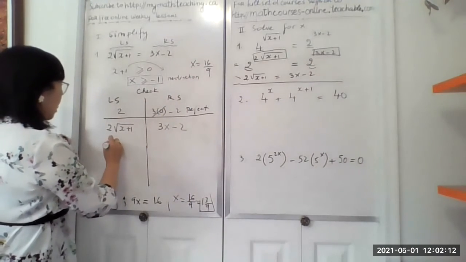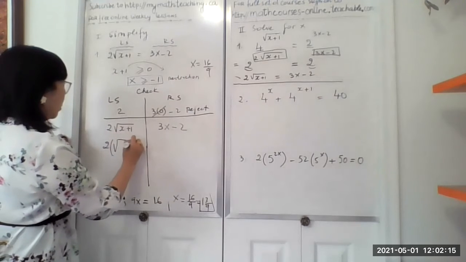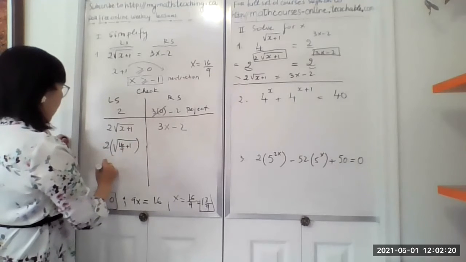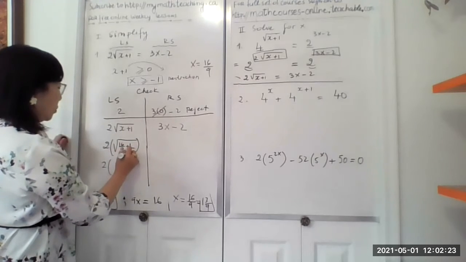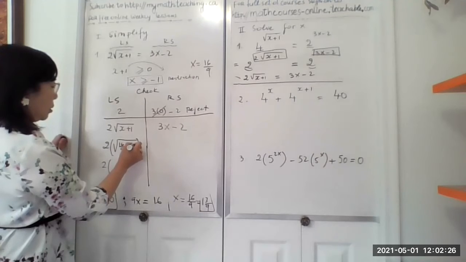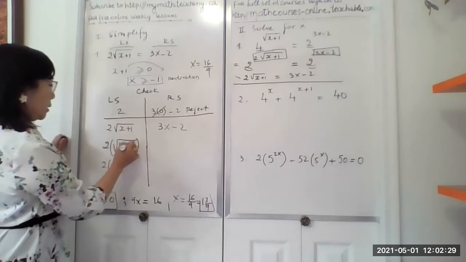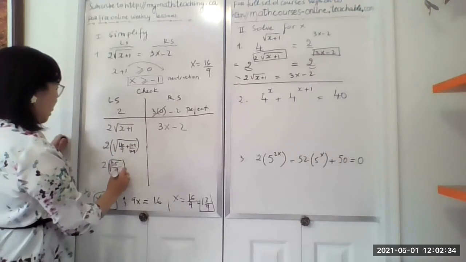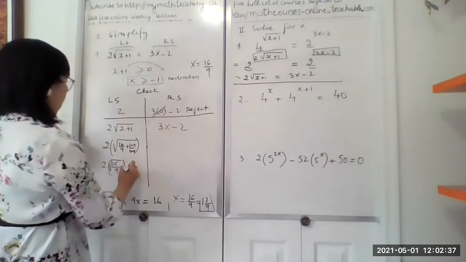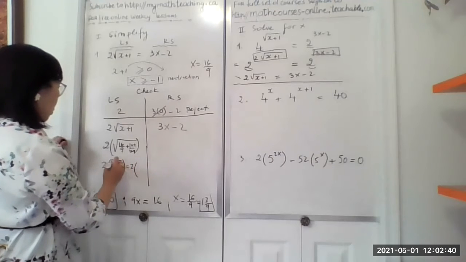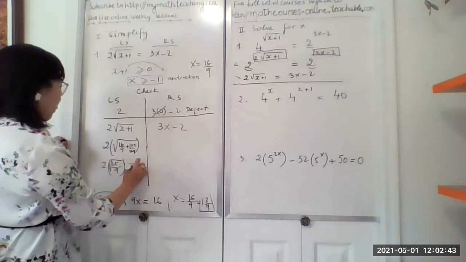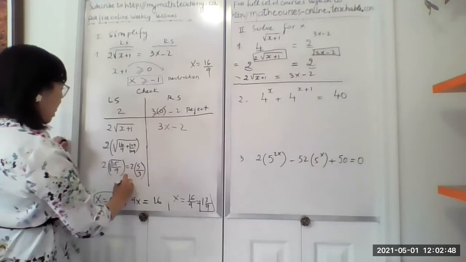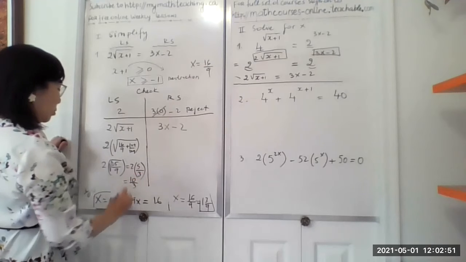So we have 2 times the square root of 16 over 9 plus 1. That will be equal to 2 times the square root of, with a common denominator, top times 9 and bottom times 9, 16 plus 9 is 25 over 9. So we have 2, the square root of 25 is 5, the square root of 9 is 3. So this will be equal to 10 over 3.